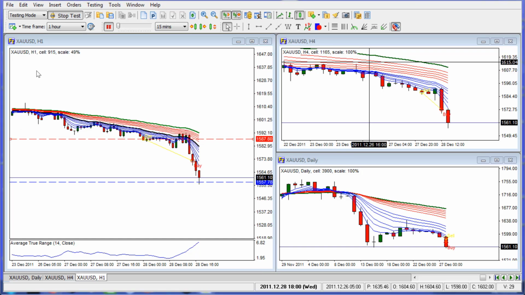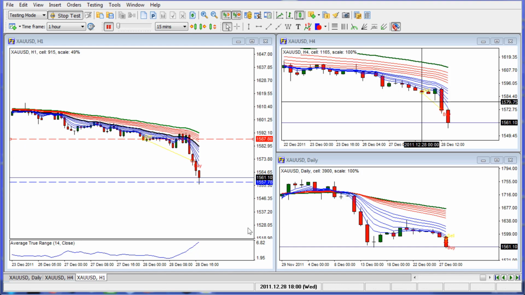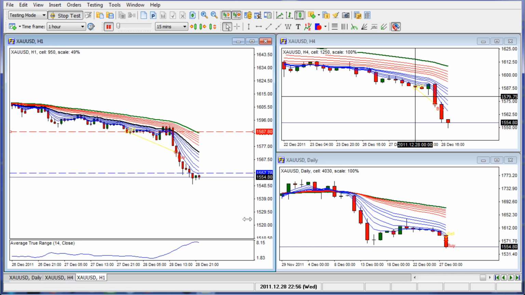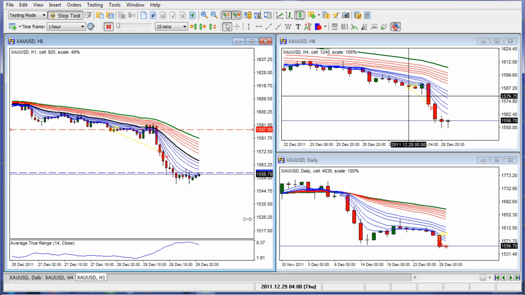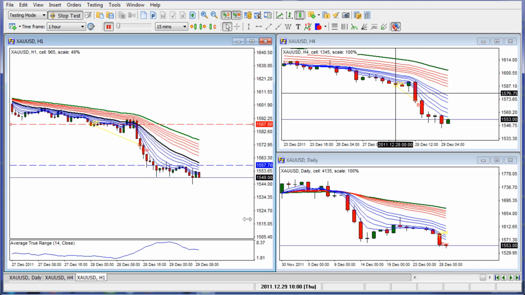So TP2 has been hit, TP1 has been hit, we're now looking for TP3, and as per the rules we're going to trail this behind the 21 EMA, so we're now just waiting for a close above the 21 EMA, and indeed we'll see exactly how it pans out.